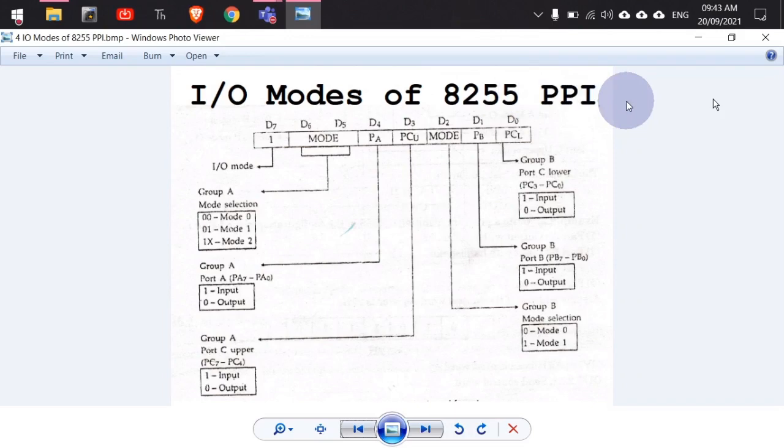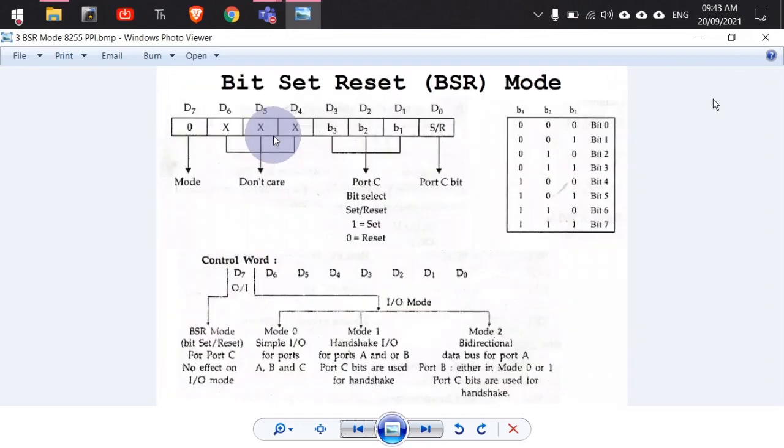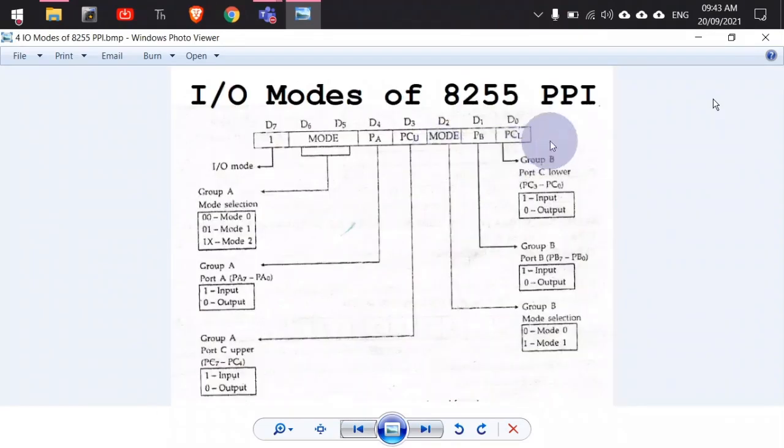So 8255 PPI. Now we are going to see the input-output modes of 8255 PPI and the control word register format for that. Since this is the control word register for the I/O mode, you can see that the MSB is 1. If the MSB is 1, the meaning of bits D0 to D6 will change. However, if the MSB was 0, we have already seen that the meaning of these bits is: 3 don't cares, then the address of the bit that you want to change, and whether you want to set or reset it. For mode 0, mode 1 and mode 2, this is the combined control word register format.